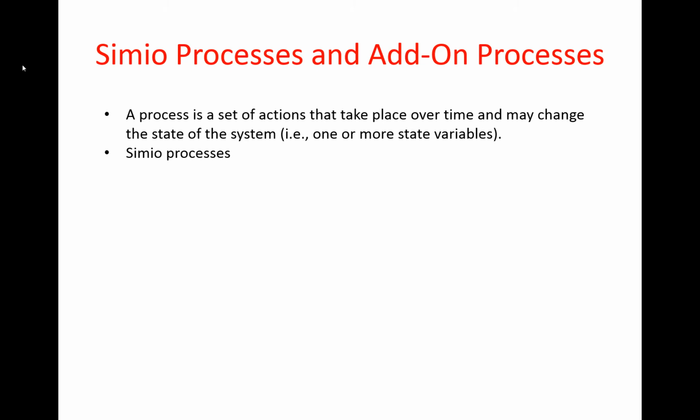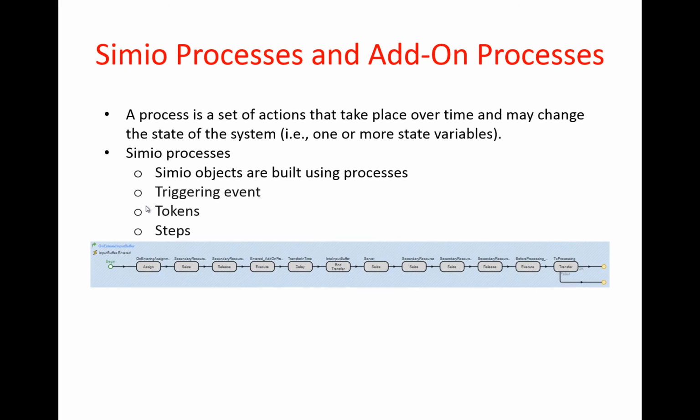So Simio processes have several characteristics. Each process has a triggering event associated with it. This is an event that basically executes the process. Tokens execute the process, and each process has one or more steps in it, which are basically the actions that take place.